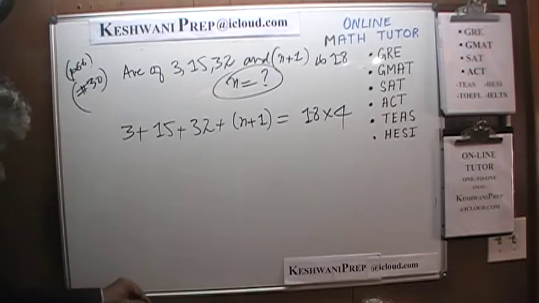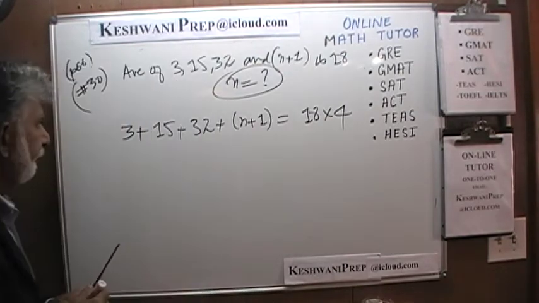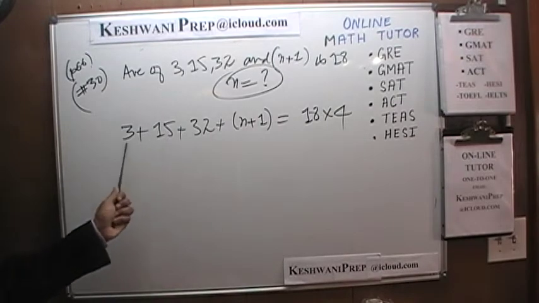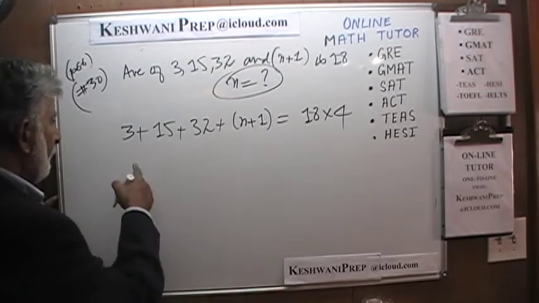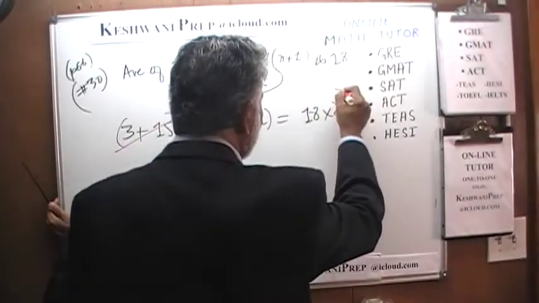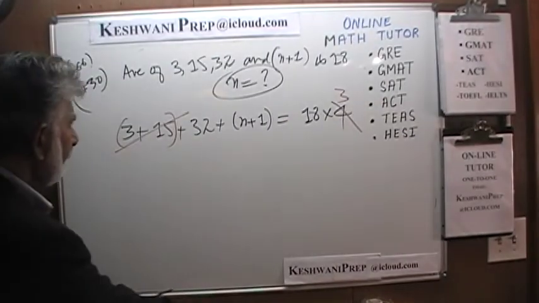So far, so good. All right, let's pay attention, see what happens next. Pay attention here. 3 plus 15 is 18, isn't it? So if we subtract 18 from both sides, we should be fine. We're going to subtract it, and this becomes 18 times 3. Are you with me? Let's continue then.